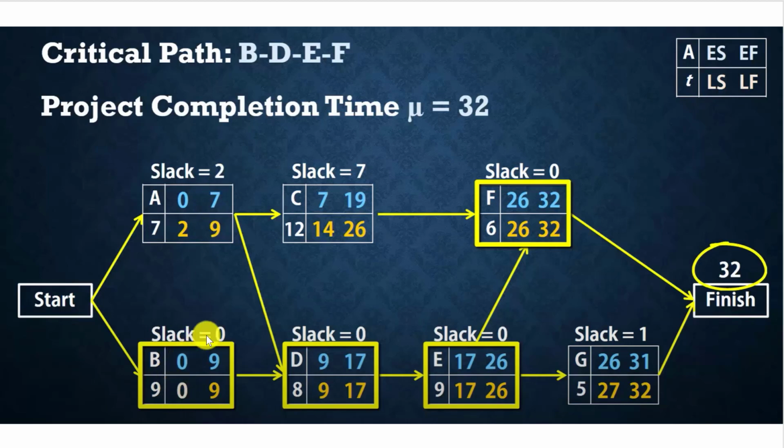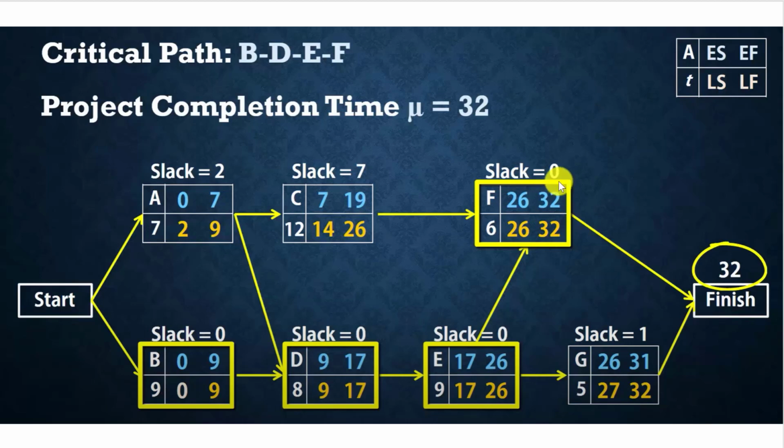For B, 0 minus 0 equals 0, and 9 minus 9 equals 0. Activity C: 14 minus 7 equals 7, and 26 minus 19 equals 7. Slack for activity D: 9 minus 9 equals 0, and 17 minus 17 equals 0. Activity E: 17 minus 17 equals 0, and 26 minus 26 equals 0. For G, 27 minus 26 equals 1, and 32 minus 31 equals 1. For F, 26 minus 26 equals 0, and 32 minus 32 equals 0.